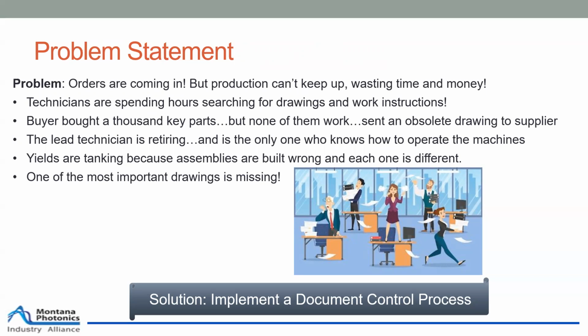A senior member of the team, the lead technician who's been with the organization since it began, is retiring. He's the only person who knows how to operate and maintain the machines and has been building the product since its first prototype. He knows the process like the back of his hand, and none of his processes are written down. The customer is waiting for a quote, but you can't find the latest revision of the most important drawing. If these problems sound familiar, then the solution is to implement a document control process.